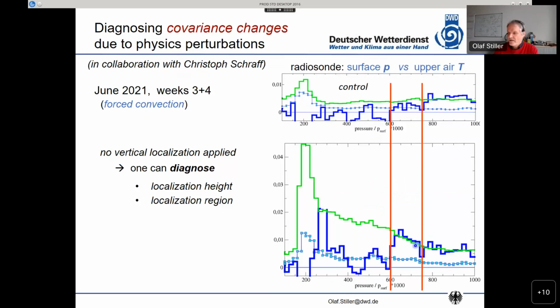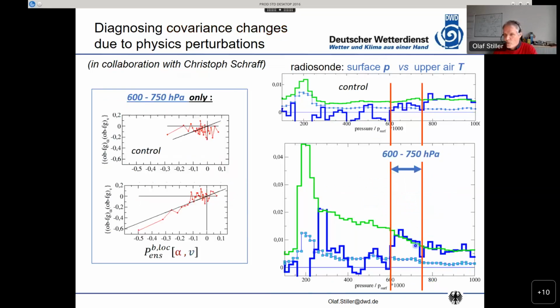And I found this quite intriguing. So I produced the straightforward tests of the covariances I showed you at the beginning, restricted to this region here between 600 and 750 hectopascal. And you see that in the perturbed run, there are many data points with quite large negative covariances, which don't exist. You have no such data in the control at all.